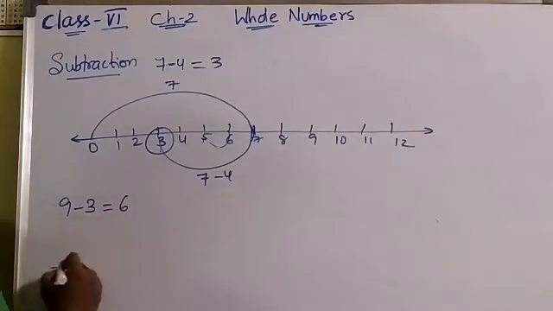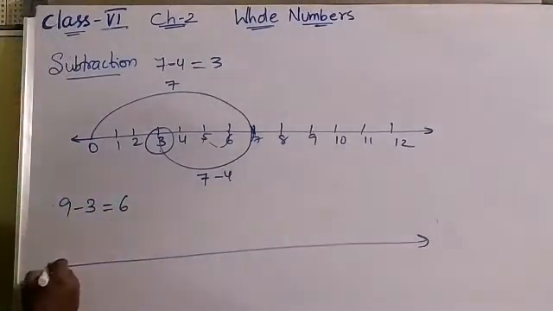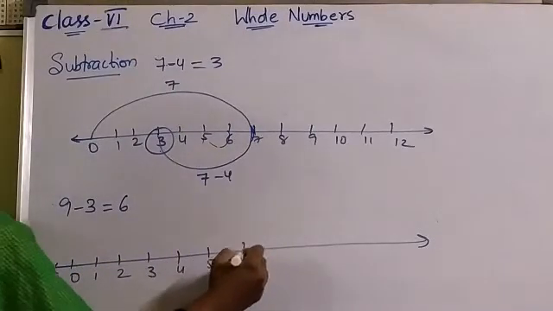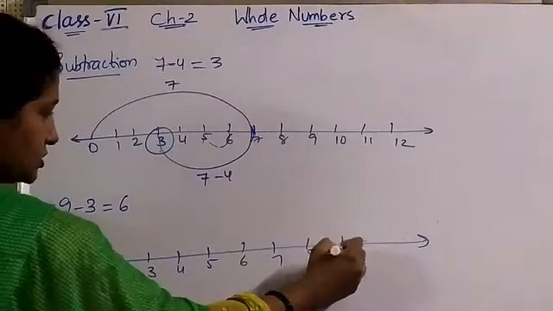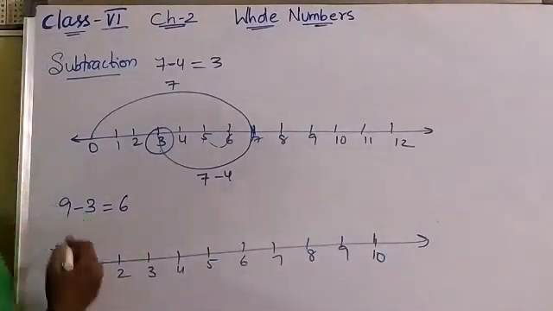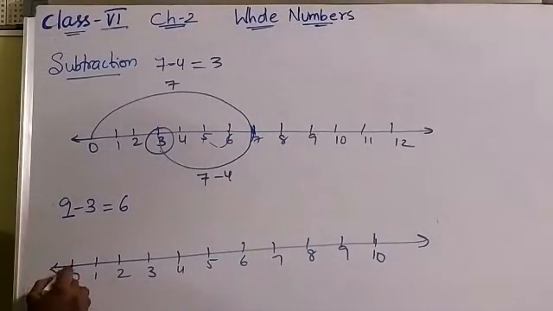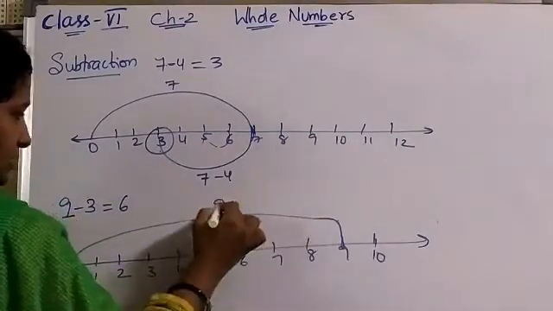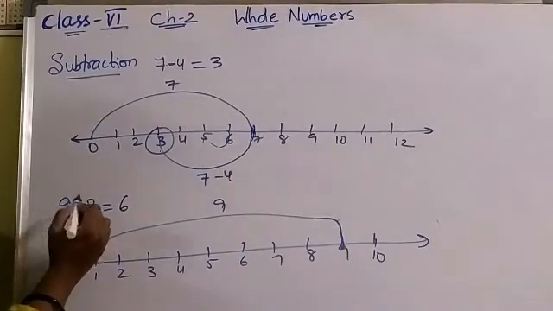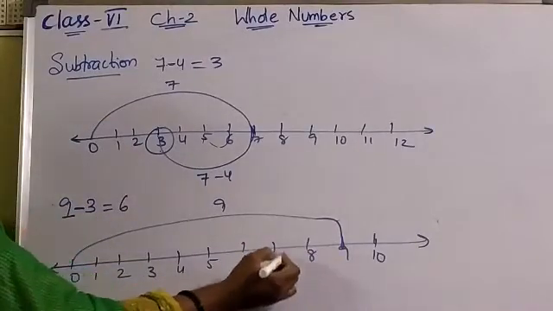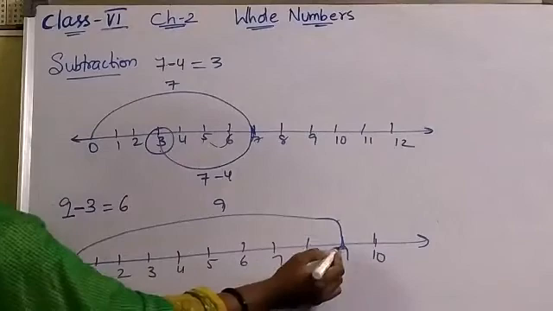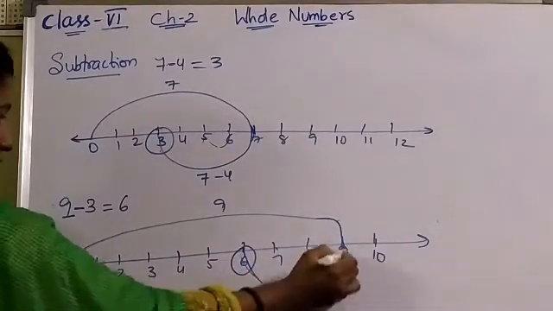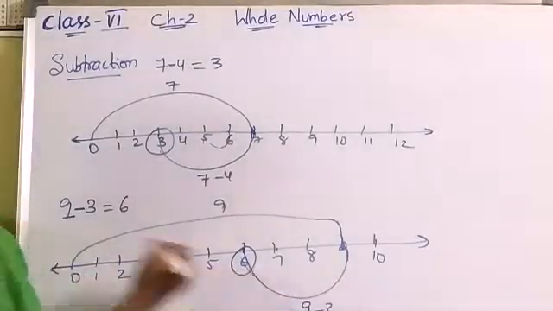If I take one more example like 9 minus 3, how much? 6. Okay. 0, 1, 2, 3, 4, 5, 6, 7, 8, 9, 10. I will represent 9 on the number line from 0 to 9. This is 9. And minus 3 means we have to move 3 jumps to the left side from 9. 1, 2, 3. Here this is the answer, 6. So this is 9 minus 3.